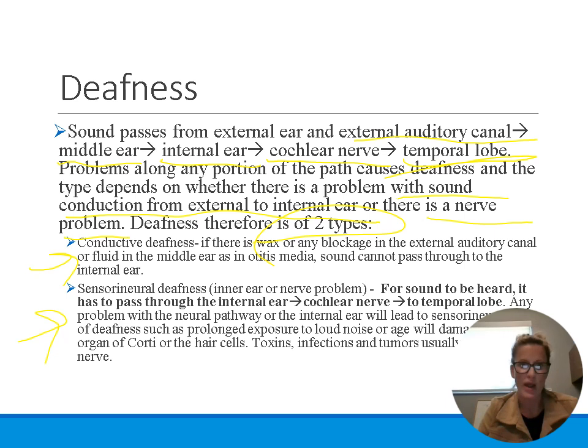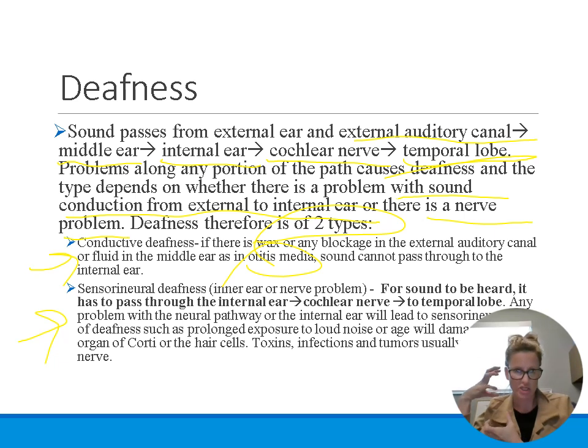Conductive deafness is when there's any kind of blockage in the external auditory canal, so the sound waves can't make their way in, or if there's fluid built up in the middle ear. So for example, if blood is accumulated in the middle ear, so the auditory ossicles can't move appropriately, or in otitis media, right? Like severe otitis media if there's pus accumulation in that middle ear.